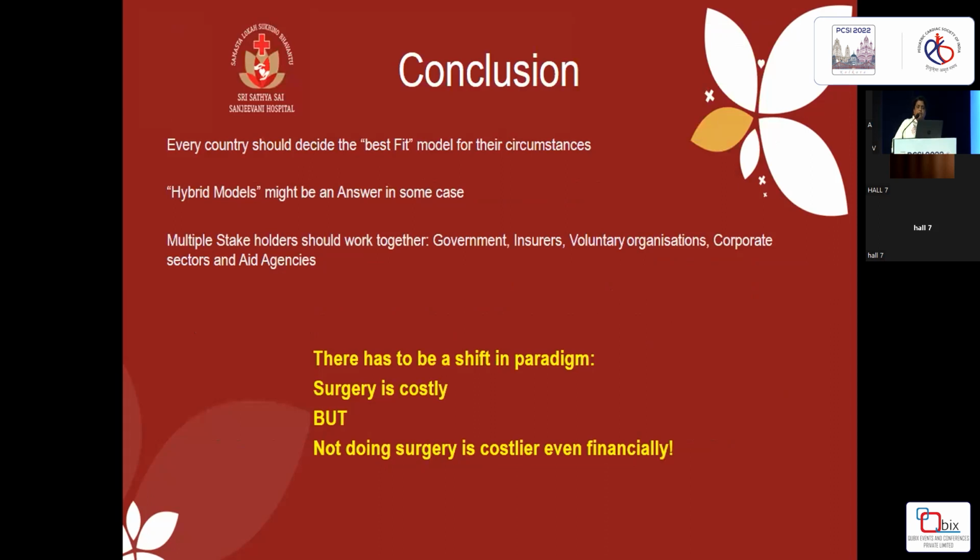So lastly, I will say every country should decide what is the best fit model for its economic and social situation. Hybrid models might be an answer. Multiple stakeholders should come together and work together. And lastly, as a surgeon, I would say there has to be a shift in paradigm. Surgery is very costly, but not doing surgery is costlier. It costs you losses in your GDP, trillions in your economy, and in addition the loss of life and limb. Thank you.